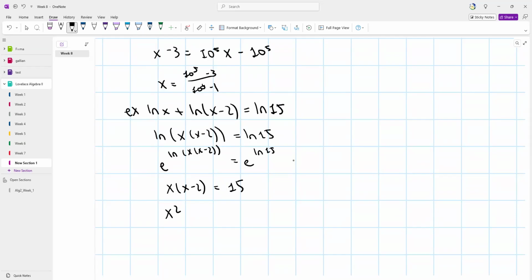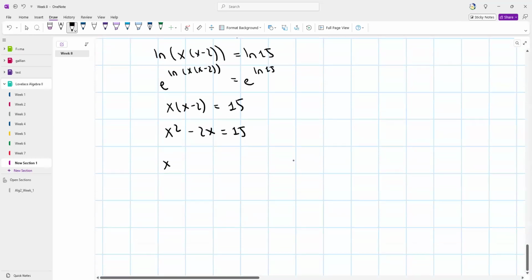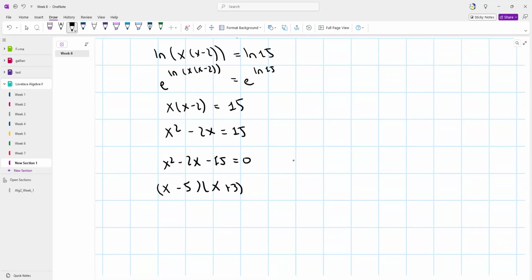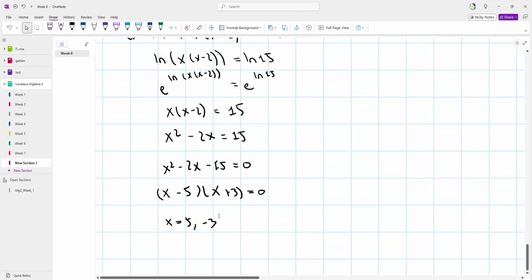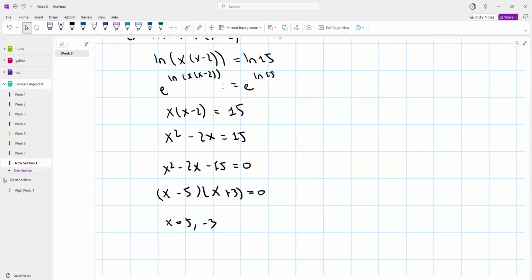And then we expand this to get x squared minus 2x is equal to 15. And then we have x squared minus 2x minus 15 is equal to 0. So by factoring, you get (x minus 5) times (x plus 3) is equal to 0. So x is equal to 5 or negative 3. And now we think about what happens when we plug this in. When we plug in 5, it's ln of 5 times 3, or that's just ln of 15, which is fine. And for negative 3, we have negative 3 times (negative 3 minus 2), so this is negative 3 times negative 5, which is 15, which is good.